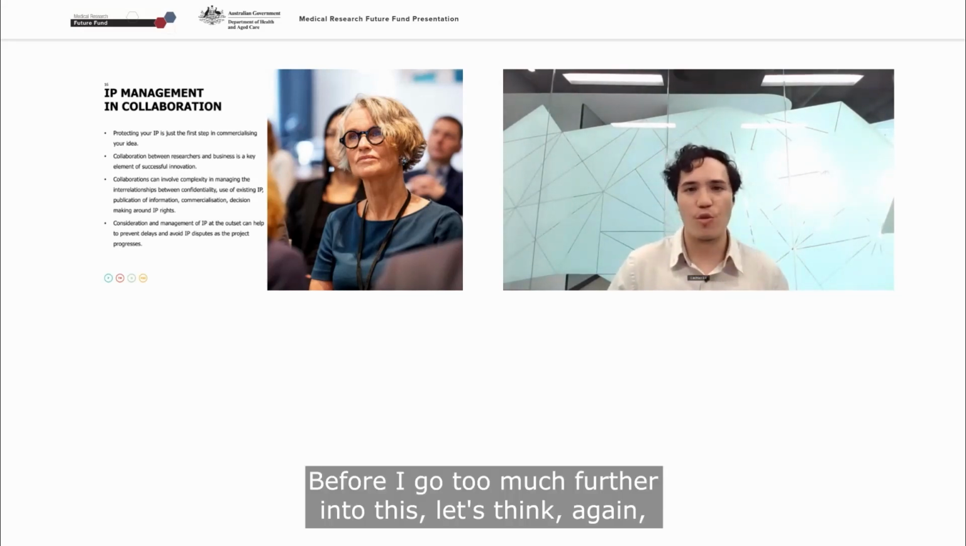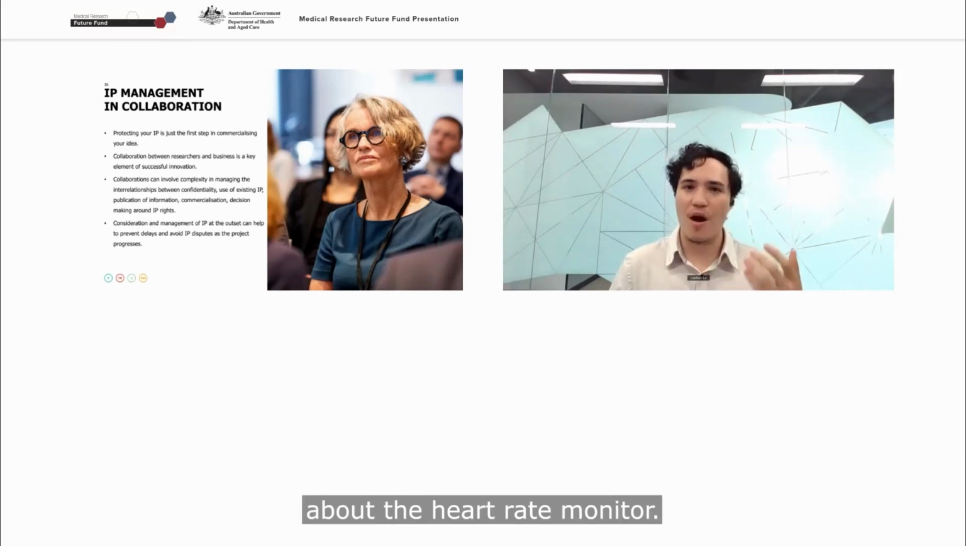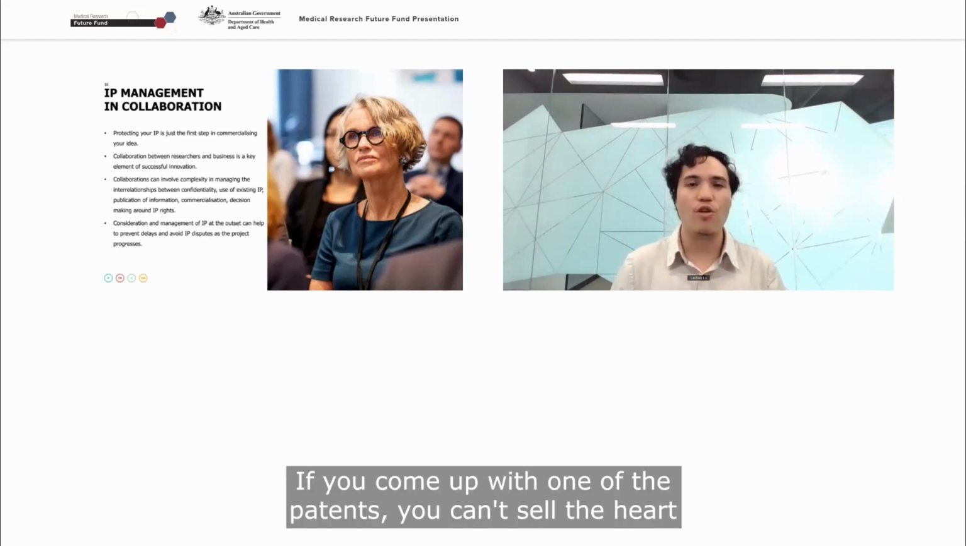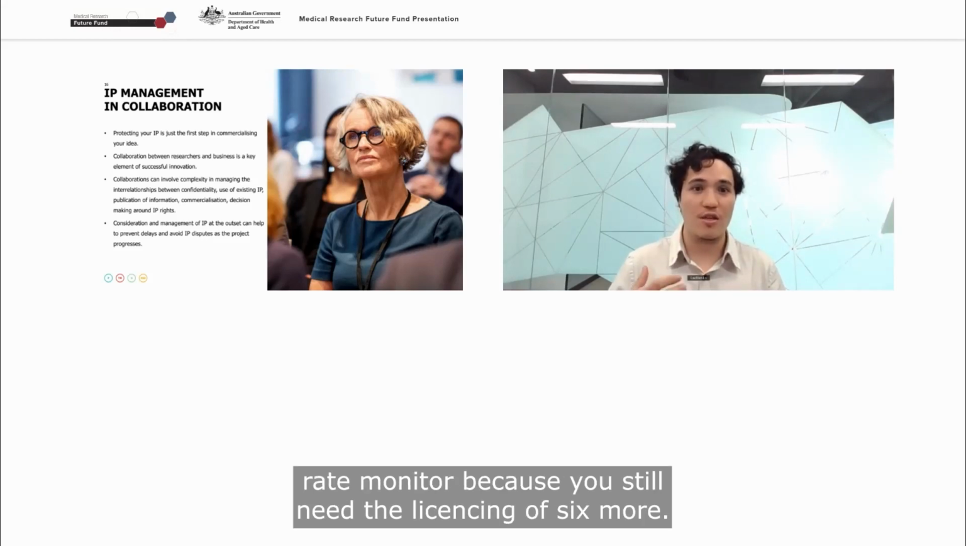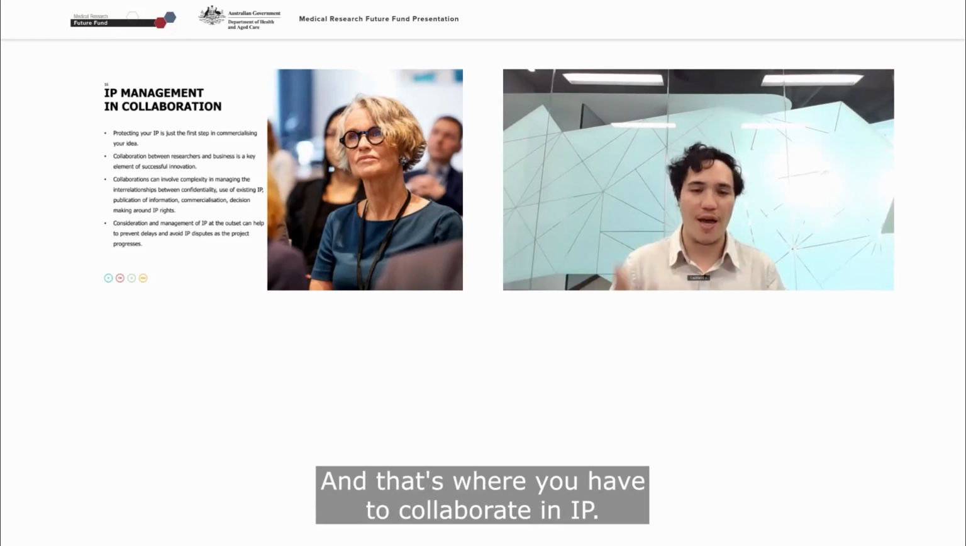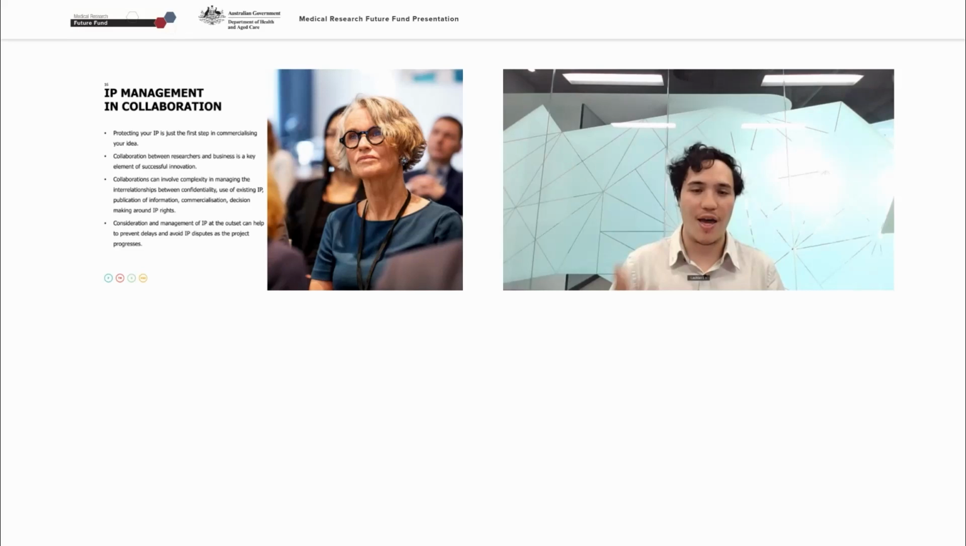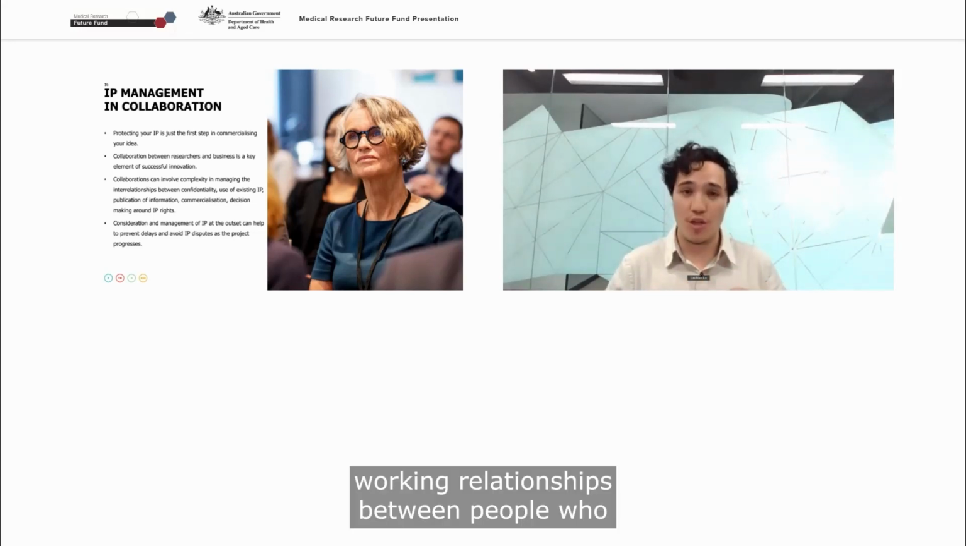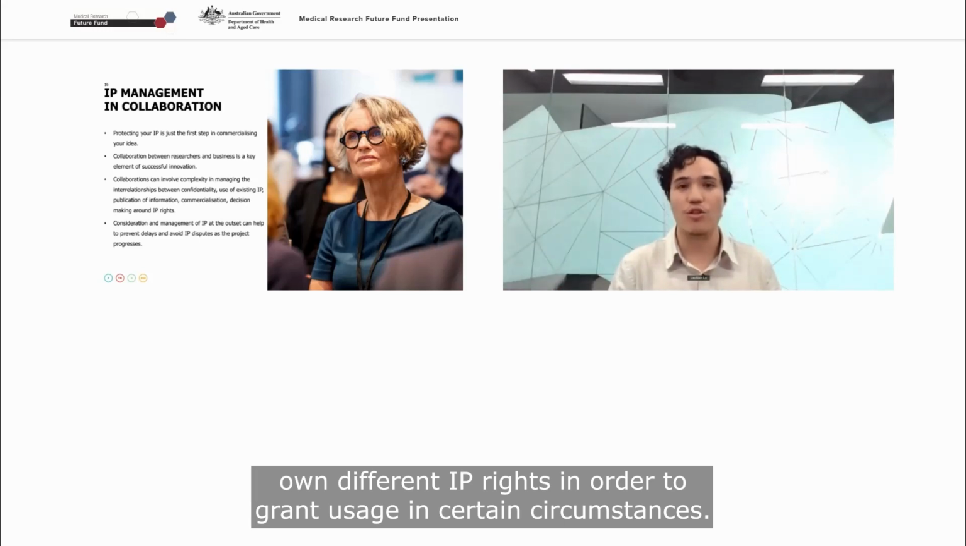Before I go too much further into this, let's think again about the heart rate monitor. I said that there were potentially 7 different patents involved in that heart rate monitor. If you come up with one of the patents, you can't sell the heart rate monitor because you still need the licensing of 6 more, and that's where you have to collaborate in IP. This can result in interworking relationships between people who own different IP rights in order to grant usage in certain circumstances.